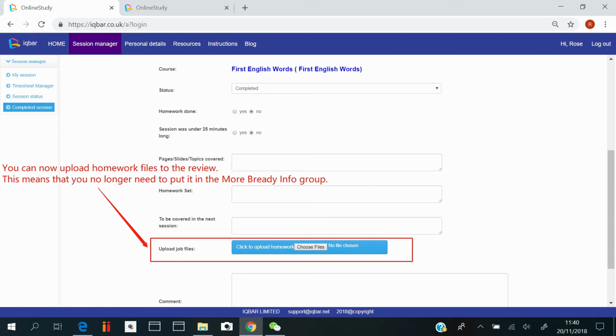As I've mentioned, you don't have to state the homework you're setting now in the WeChat group. Instead, you can just upload it whilst you're doing your review. Really simple. Click on Choose Files, and then upload the appropriate homework.